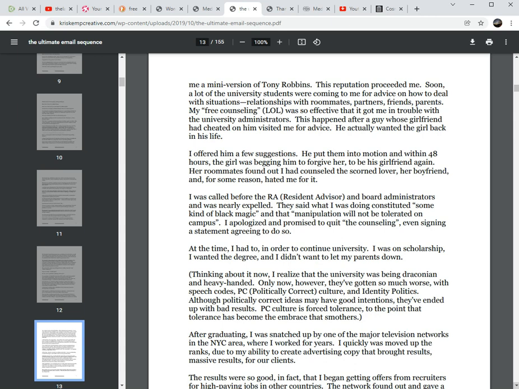Thinking about it now, I realized that the university was being draconian and heavy-handed. Only now, however, they've gotten much worse, with speech codes, PC, politically correct culture, and identity politics. Although politically correct ideas may have good intentions, they've ended up with bad results. PC culture is forced tolerance to the point that tolerance has become the embrace that smothers.